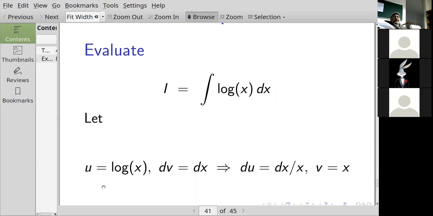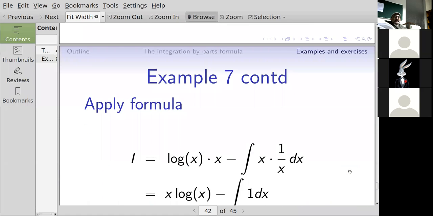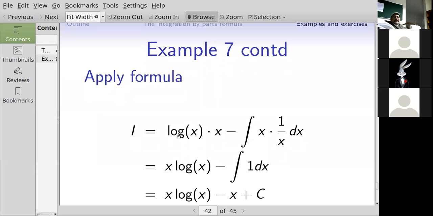Okay. So I'll make the choice u equals log of x, right? And then dv is whatever's left over. The only thing left over is dx. So that means dv equals dx. Well, if u is equal to log of x, then du is 1 over x dx. And if dv was equal to dx, then v is equal to x. Now apply the integration by parts formula. That's u, which is log of x, times v, which is x, minus the integral of v, which is x, times 1 over x dx. Okay?